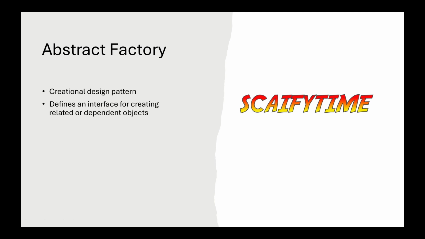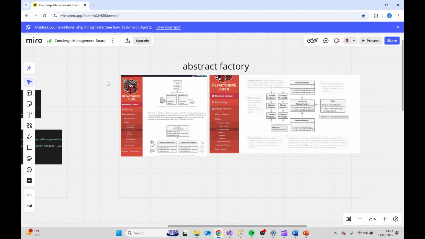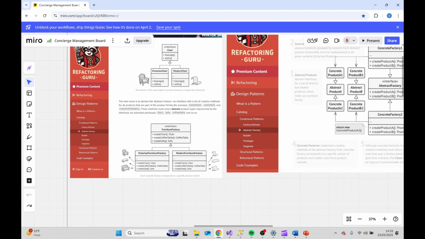Abstract factory. This is another creational design pattern that provides an interface for creating related or dependent objects without specifying their concrete classes. I'm going to show you an example that I cribbed from Refactoring Guru. This is an excellent site with very easy to understand examples. I highly recommend learning some of these patterns.